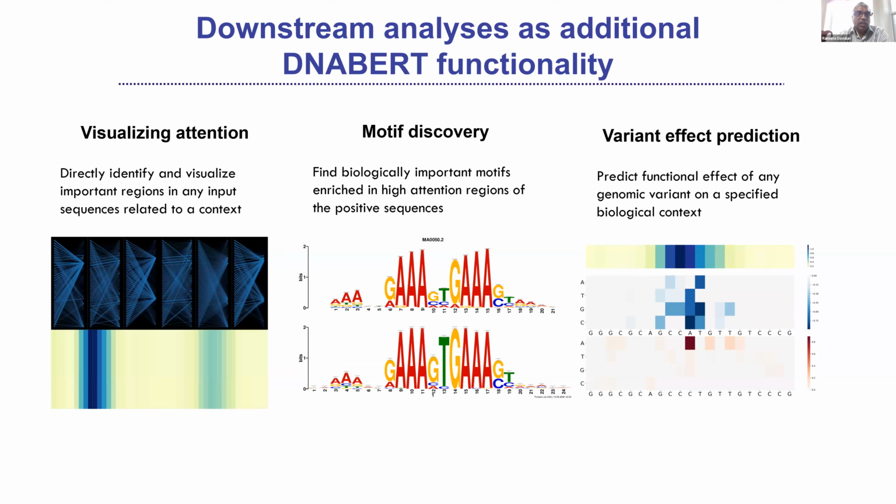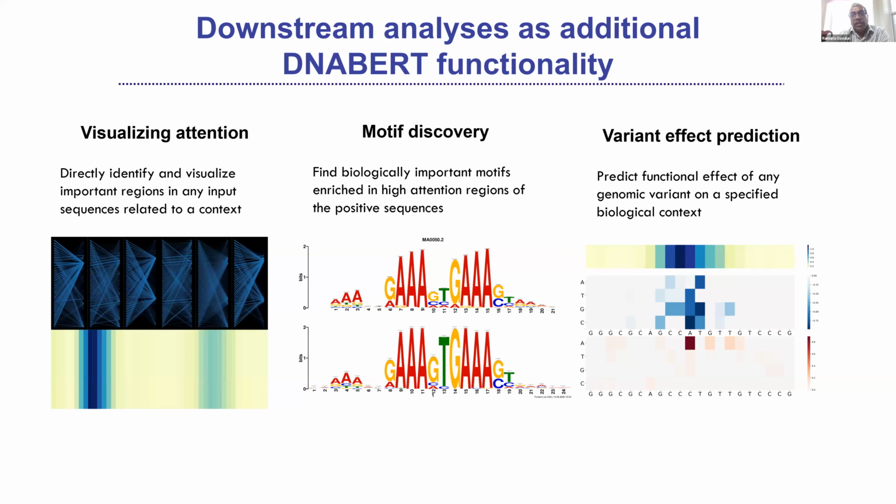So once we have that pre-trained model and the fine-tuned models, DNABERT can do lots of downstream analysis. You can visualize important regions. For example, you give a sequence to DNABERT, and the sequence is predicted as a promoter or not a promoter. So we focus on functional sites. Let's say it is predicted as a promoter. Then which of the regions within that sequence is very important to make the decision? Those are called high attention regions. So DNABERT helps to visualize those regions.